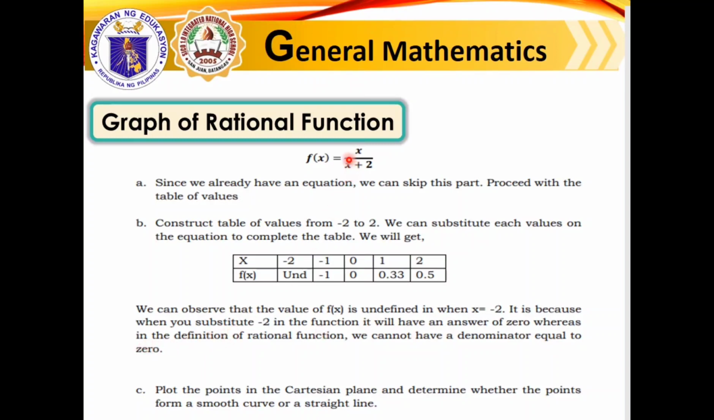Negative 2 plus 2 is equal to 0, which makes our rational function undefined. The next step is to plot the points in the Cartesian plane and determine whether the points form a smooth curve or a straight line.